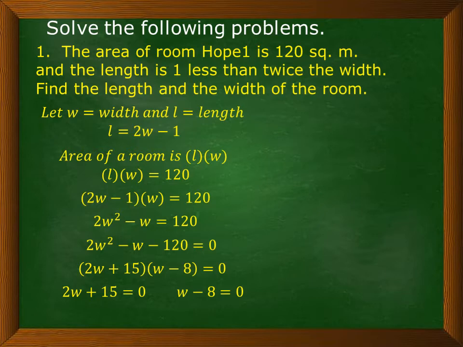Then solve for W. So transfer positive 15, it becomes negative 15. Then divide by the number at the side of W, which is 2. So you have W is equal to negative 15 over 2. Then for the second equation, you have W minus 8 equals 0. Transfer negative 8. You have W is equal to positive 8. When you are transferring from one side to the other side, you need to change the sign. So you have W equals 8.